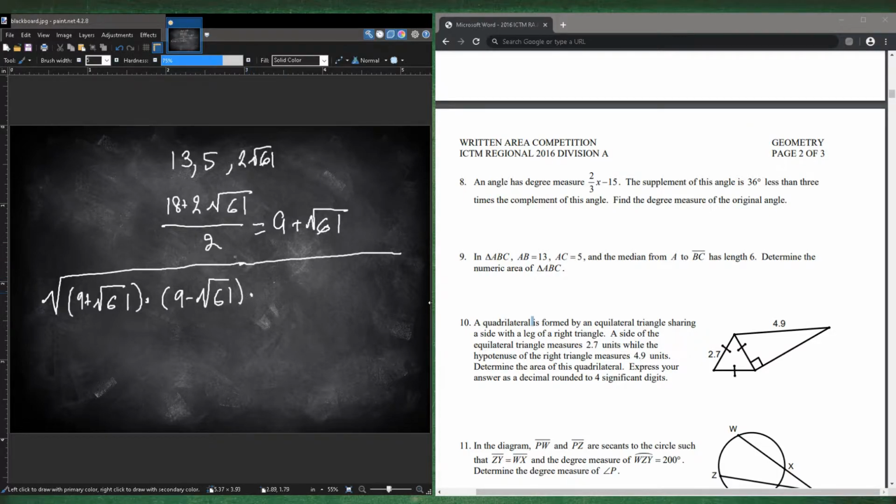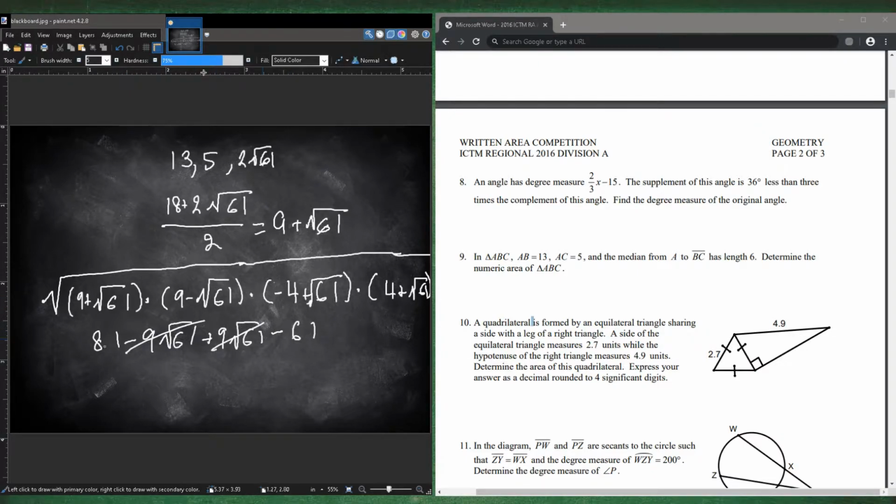Make this a little longer. Times 9 plus square root 61 minus 13 is equal to negative 4 plus square root 61, times 9 plus square root 61 minus 5, which is 4 plus square root 61. Okay, so let's do these first, as a pair, because it's going to simplify really nicely. So 9 times 9 is 81. 9 times square root 61 is 9 square root 61, and negative 9 square root 61, and then minus square root 61 times square root 61 is 61. Right? So these terms cancel out. So all we have left is 81 minus 61.